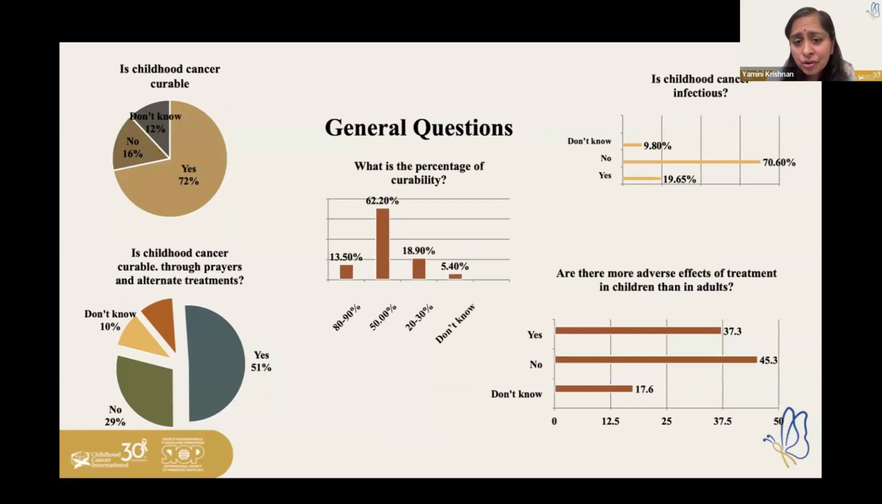The percentage curability also was quite well answered by them. They knew that pediatric cancer was not infectious. So they answered all these questions very well. An interesting point was that half of the respondents felt that pediatric cancer is curable, but also through prayers and alternate treatment. So that too was quite interesting.